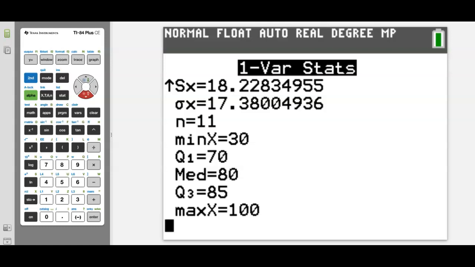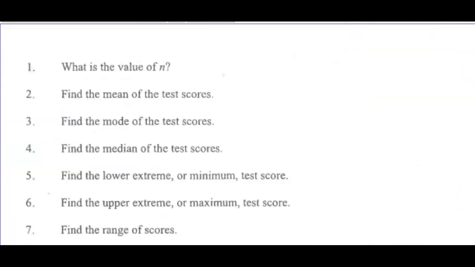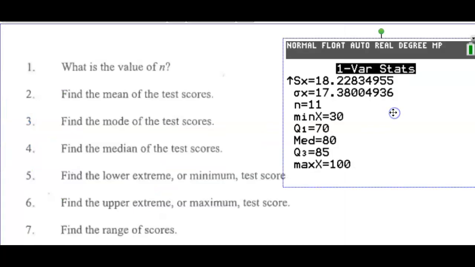So real quick, filling that in on the worksheet. Let me see, what do I want to do? I want to go to this page and put this over here. Okay, so the value of N was 11. The mean of the test scores, that was that X bar at the top. I believe it was 75.45.